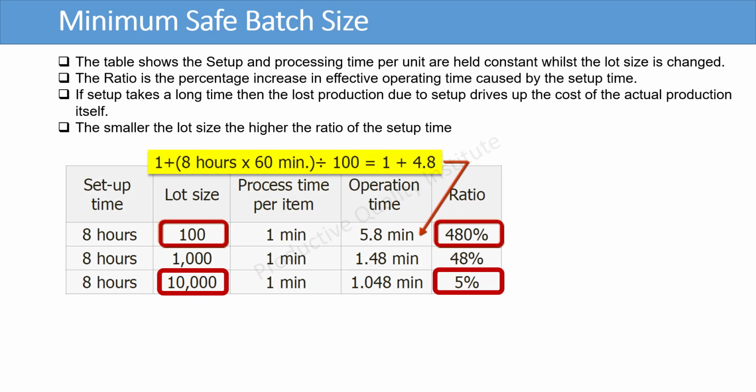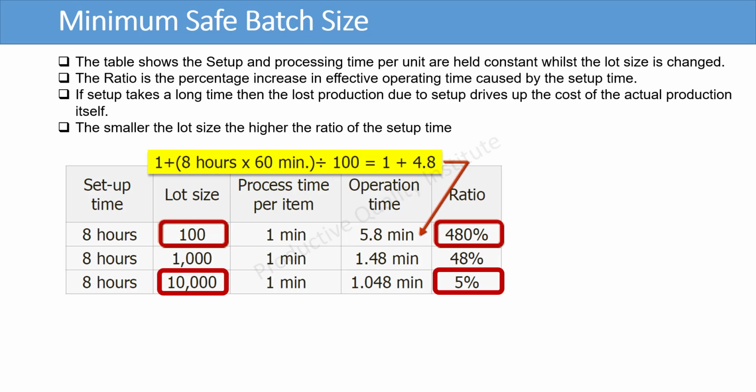The table shows the setup and processing time per unit are held constant, whilst the lot size is changed. The ratio is the percentage increase in effective operating time caused by the setup time. If setup takes a long time, then lost production due to setup drives up the cost of the actual production itself. The smaller the lot size, the higher the ratio of the setup time.